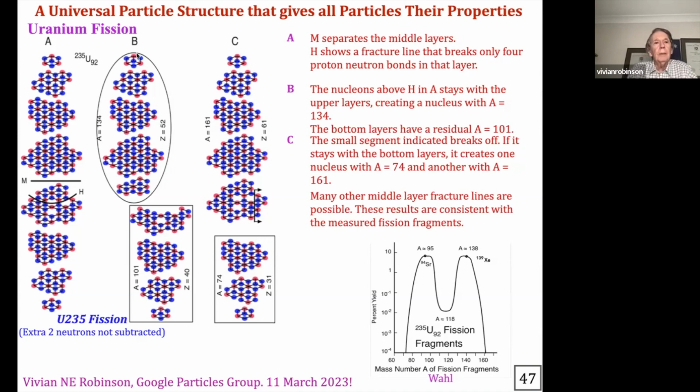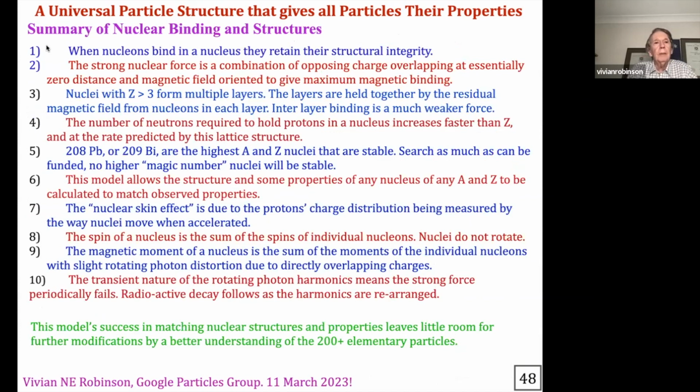Now, just briefly run through the model of how nucleons bind. First of all, they completely retain their structural integrity. There's no quark-gluon soup or anything like that. The strong force is a combination of the opposing charges overlapping at essentially zero distance and the magnetic fields oriented to give maximum magnetic binding. Nuclei with Z greater than 3 all form in multiple layers. The layers are held together by the residual magnetic field, which is around 20% or less of the binding per nucleon within each plane.